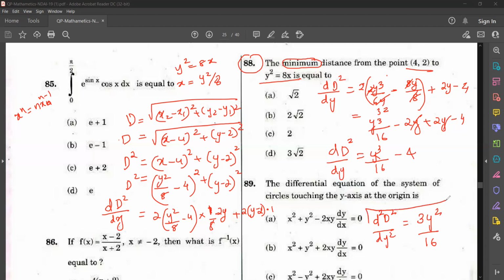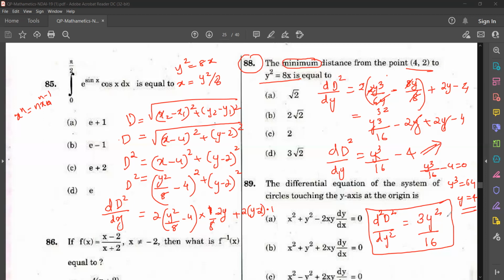When you take the second derivative, we are getting a positive value. That means there exists a minima. Now, how to find the point of minima? For that, you can equate this to 0. So y cube by 16 minus 4 equal to 0. That is y cube is equal to 64, isn't it? So y is equal to 4. That is the point of minima.